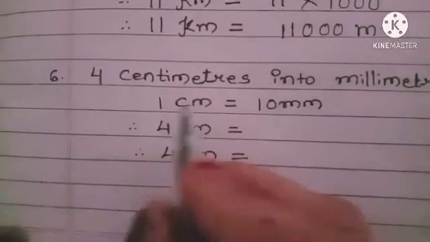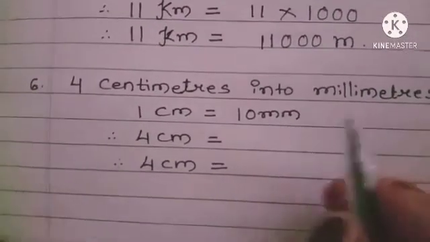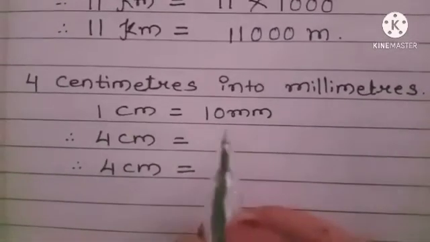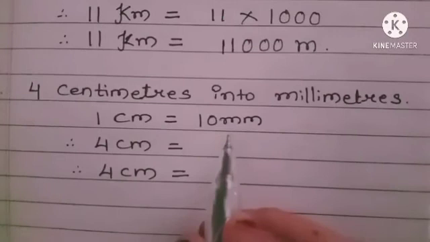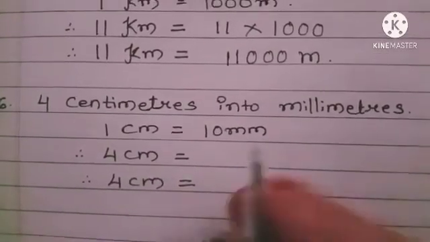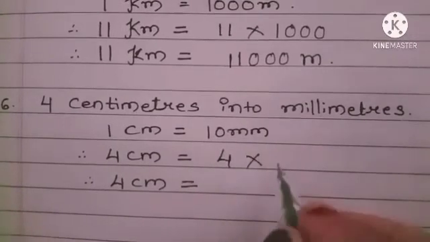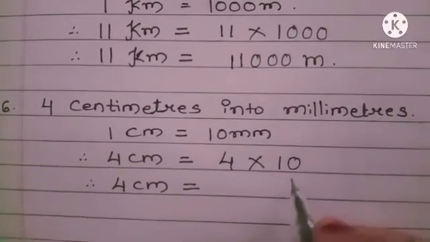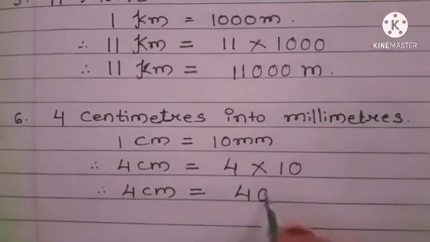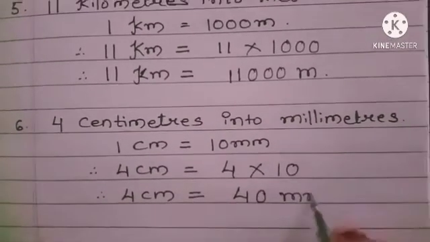Next question is 4 centimeters into millimeters. So 1 centimeter is equal to 10 millimeters. So therefore 4 centimeters we have to convert into millimeters. So what we will do? We will multiply this 4 by 10 millimeters. So 4 centimeter is equal to 4 tens are 40 millimeters.